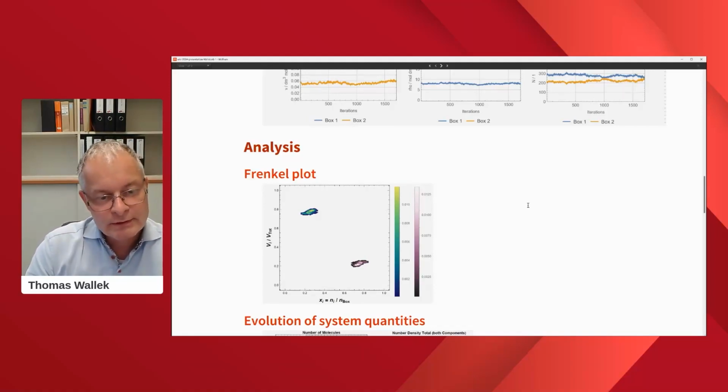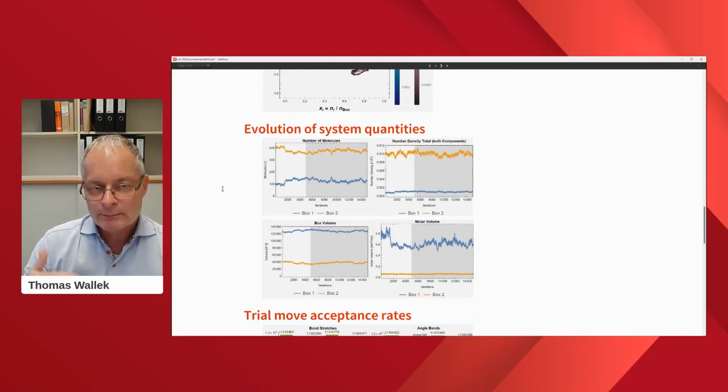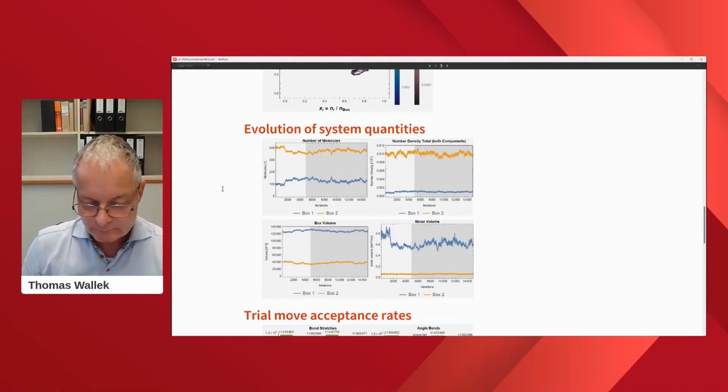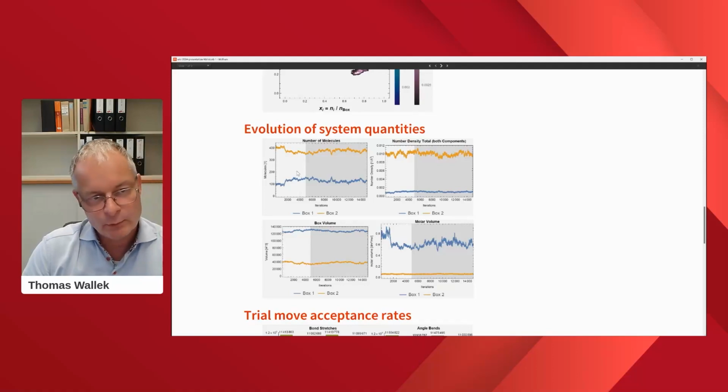This convergence can, of course, also be tracked by monitoring the bulk properties of the system. In this example, we see the evolution of particle numbers, number densities, and volumes during the equilibration phase, which is light gray shaded, and the production phase, which is dark gray shaded.